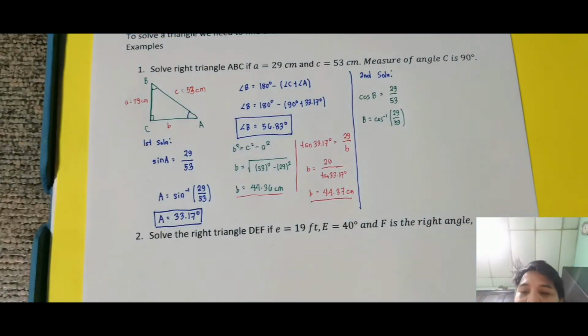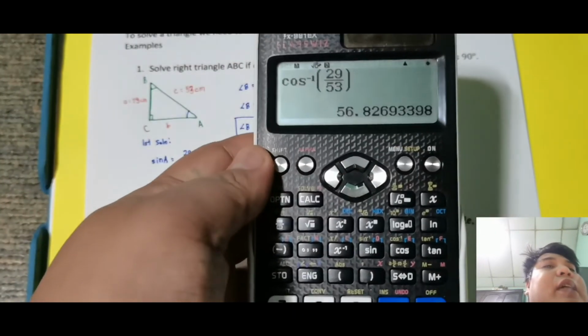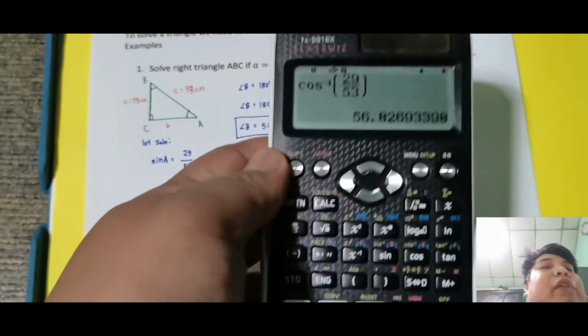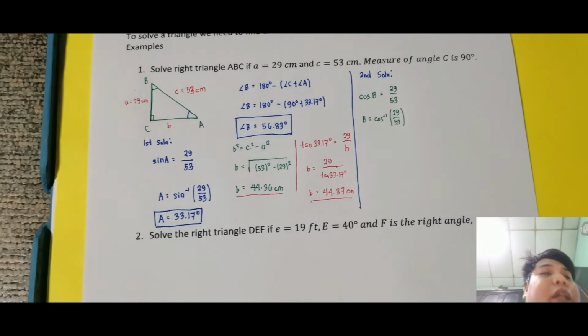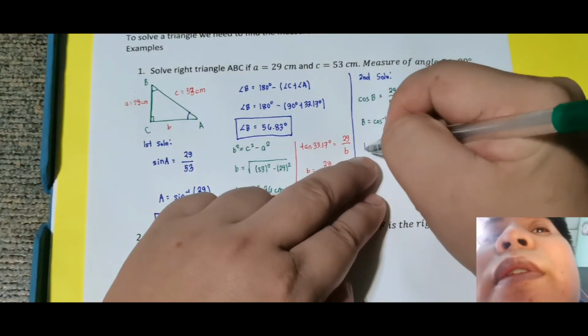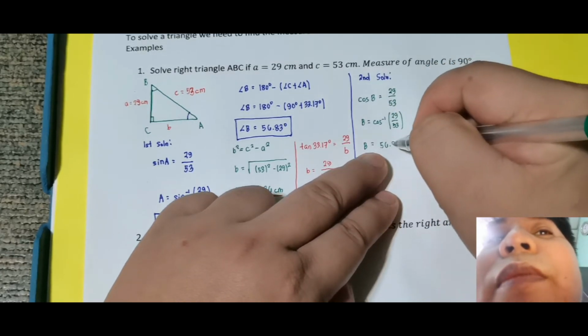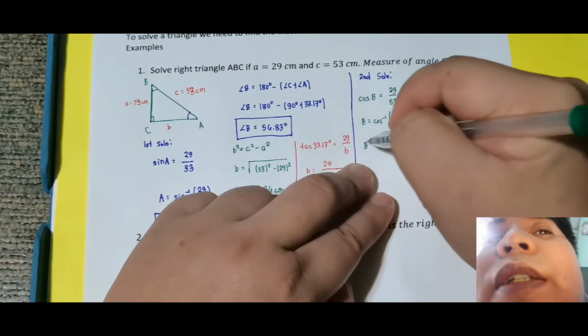Okay, so let us calculate that. That is arc cosine ng 29 over 53. Okay, so that is equal sa 56.8826, no? So pag ni-round up, that is 56.83. So almost the same. Tama. So B is equal to 56.83 degrees.